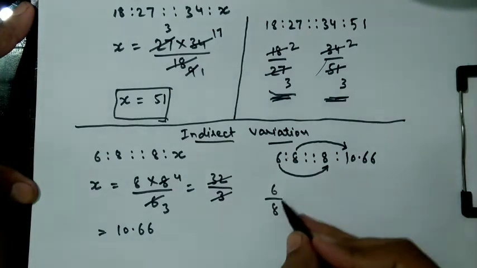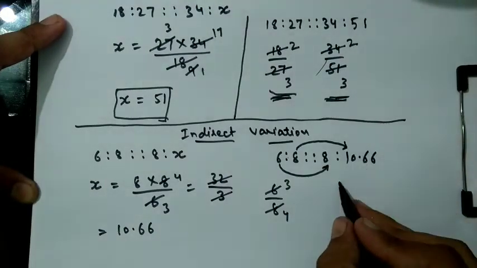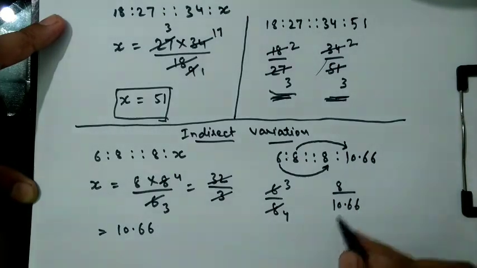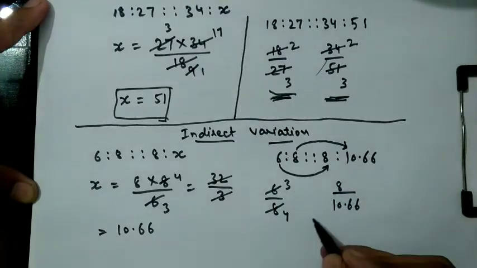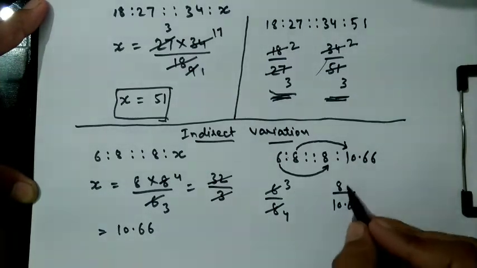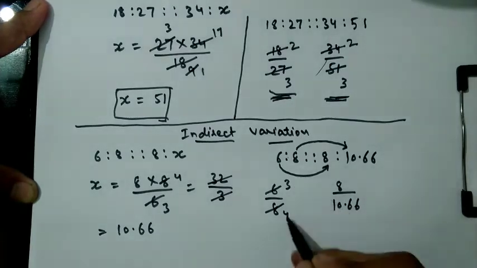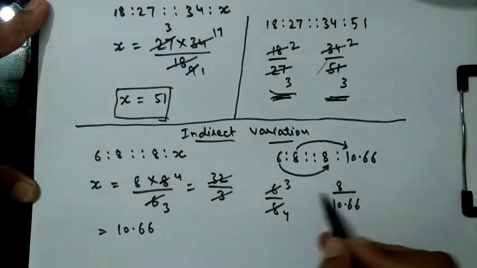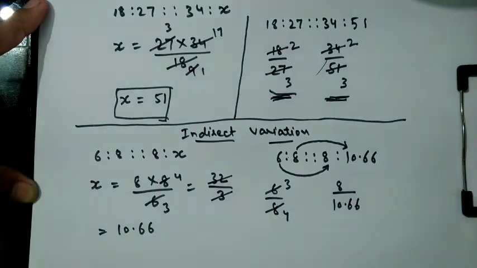When you divide 6 by 8, you will get 3 over 4. And when you divide 8 by 10.6, you can't get 3 by 4. If you simplify it, you can find it. You will not get 3 by 4 here. It means if the ratios are not the same, then the variation is an indirect variation.